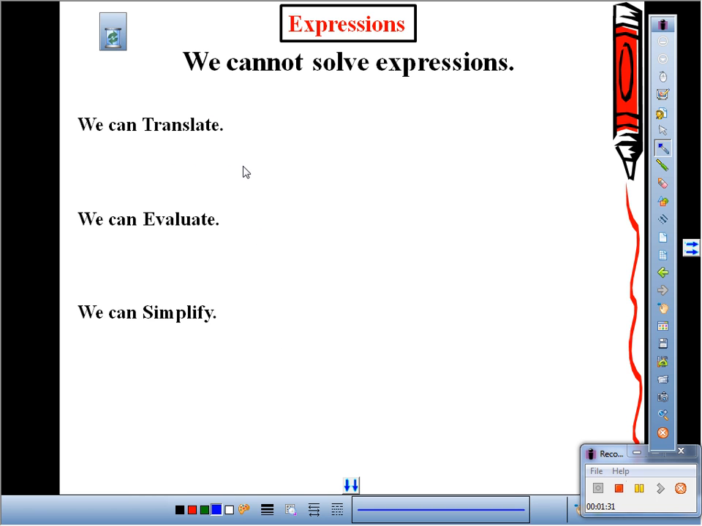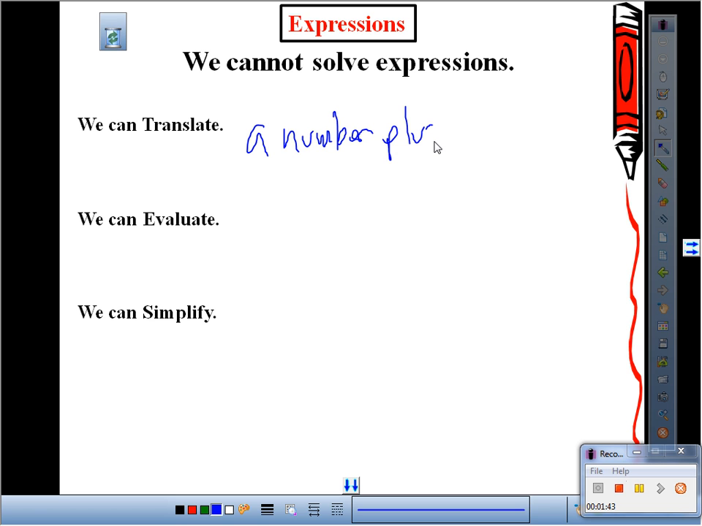To translate, that means I need to have a specific expression. Here's an expression. A number plus 23. This is an expression. Can I translate that into symbols? Yes. So I start with the first part.